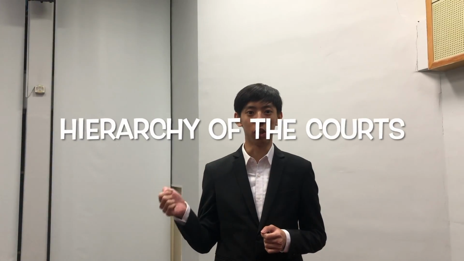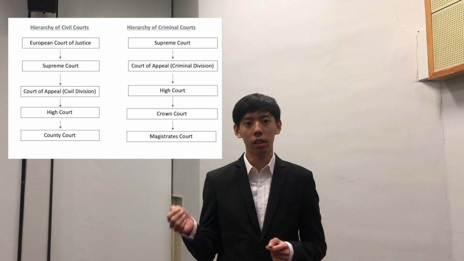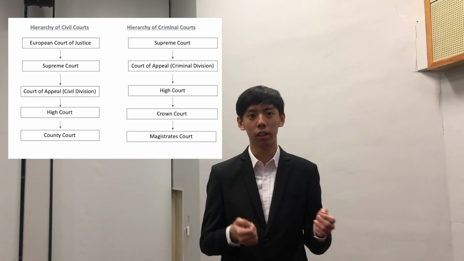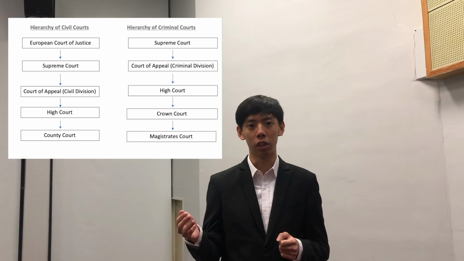Following the hierarchy of the courts, every court is bound by the decisions made by courts higher than them. In the hierarchy of the civil courts, the European Court of Justice is the highest court, followed by the Supreme Court, then the Court of Appeal civil division, then the High Court, and lastly the County Court.